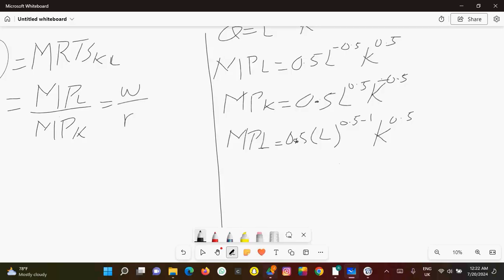And the reason why K is still standing is because K is attached to L. It is multiplication. If K was to be plus, we wouldn't really focus on that. We wouldn't even bring K into this function, right? So now we are going to get 0.5 L raised to the power negative 0.5 K to the 0.5. So that's it. This is the same thing you will also be doing for MPK. The same thing.